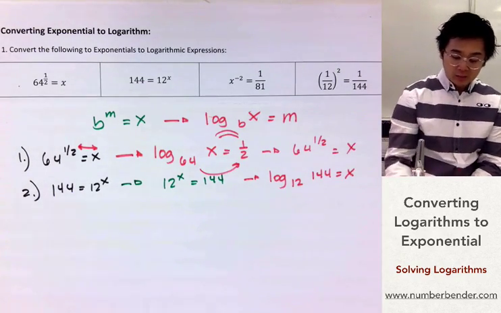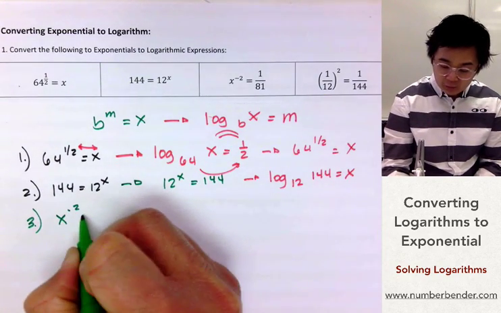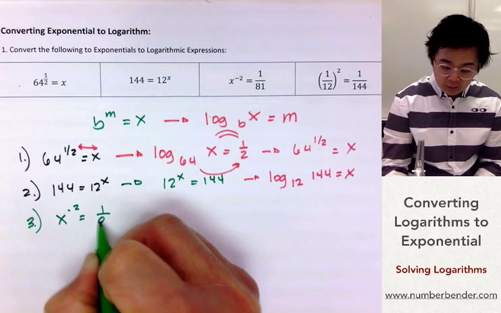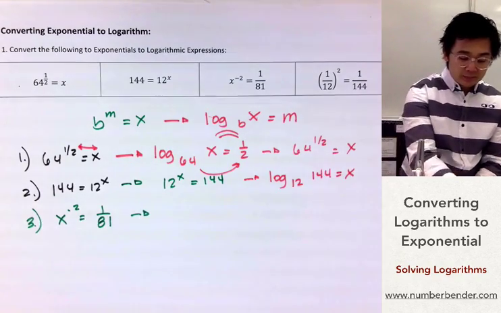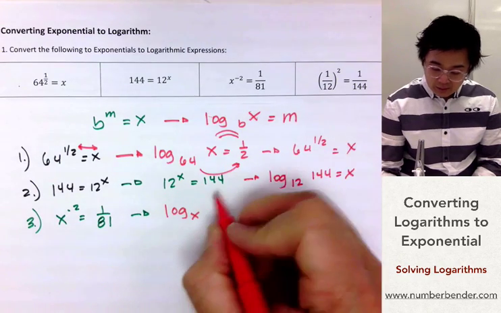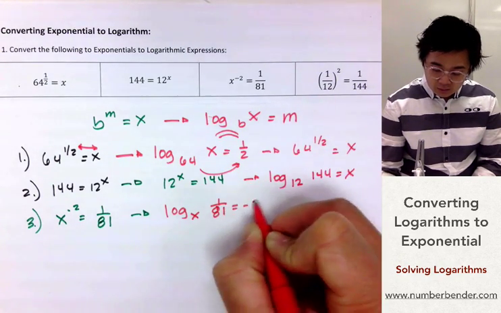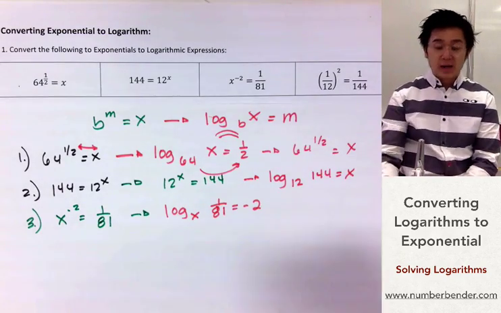And for the third problem, I have x raised to negative 2 equal to 1 over 81. Converting it will be log of 1 over 81, base x, equal to negative 2. Small and switch. So that's how I play it in my head.